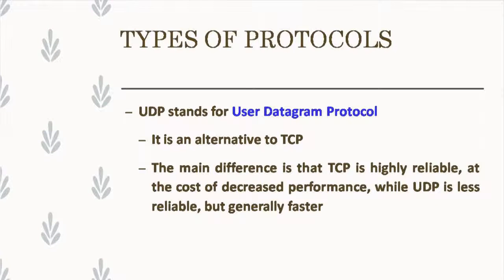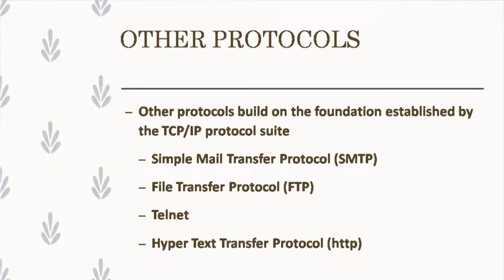UDP is an alternative to TCP. The main difference is that TCP is highly reliable, however, performance is decreased, whereas UDP is less reliable but generally faster. Other protocols which we use are Simple Mail Transfer Protocol for mails, File Transfer Protocol for files, and Hypertext Transfer Protocol for internet browsers, etc.